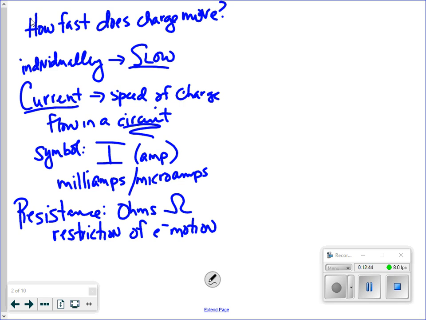Now, the relationship between the three pieces is called Ohm's law. V equals I times R. We use that often, okay?